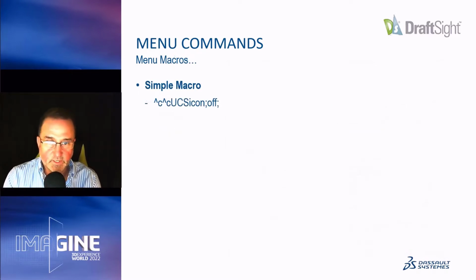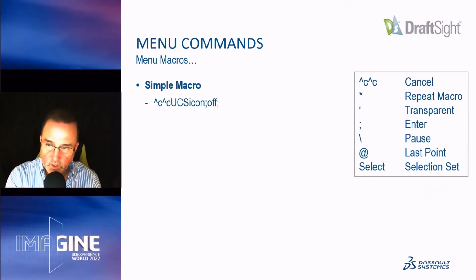The first one is, if you noticed, when I open the drawing, you'll see that little UCS icon in the bottom of the screen. Now, sometimes if I'm in 3D, I like that, but if I'm not in 3D, in 2D, it tends to get in my way, and I like to turn it off. So I like to create a button that simply turns that on and off. And so the sequence to do that, if you look at the screen here, is ~C, ~C, UCS icon off, or UCS icon, semicolon, off, semicolon.